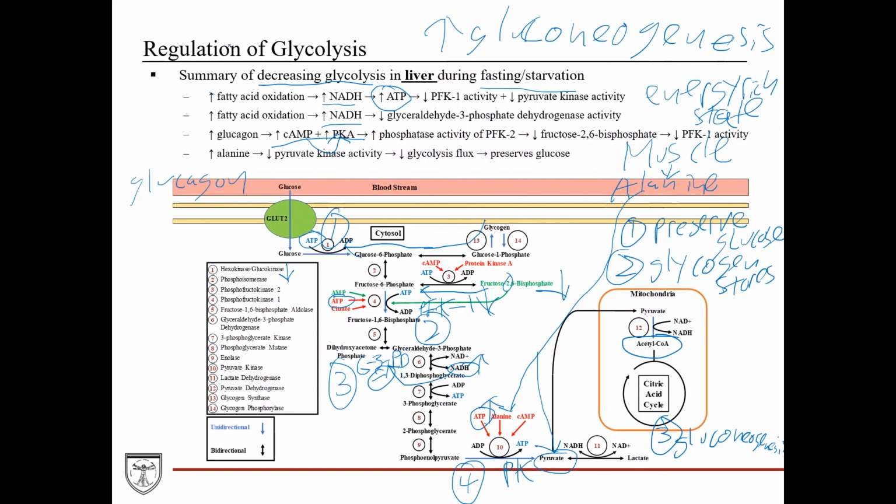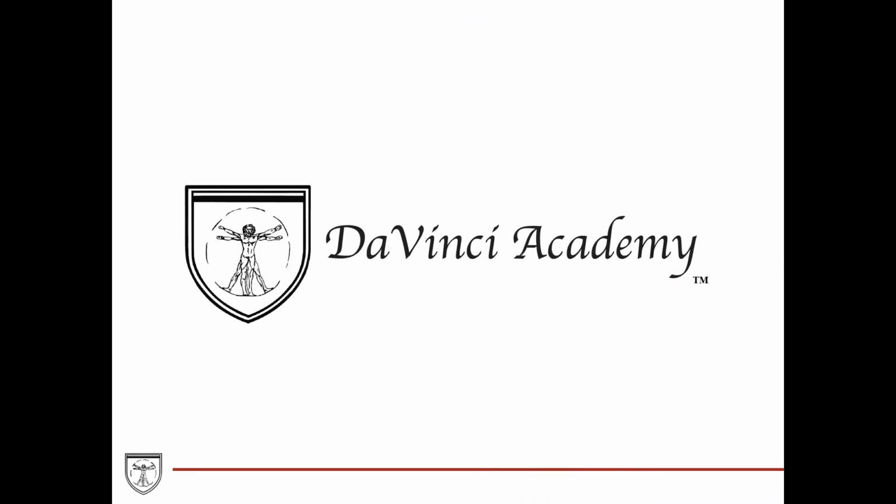And again, it all stems back to here, fatty acid oxidation, providing the energy for hepatocytes so that they don't need to rely on glucose for energy. All right, so that closes out our discussion of the regulation of glycolysis. In the next lecture, we'll talk about how the regulation of glycolysis differs in certain scenarios and certain tissues.